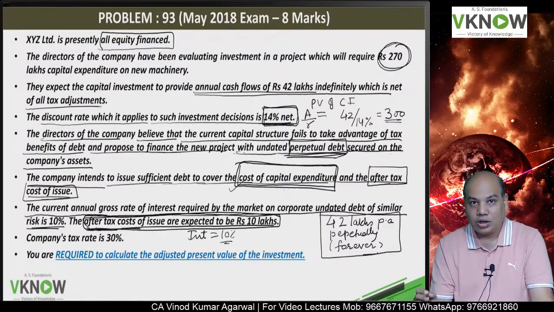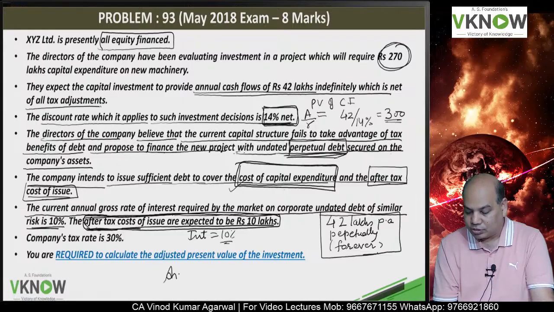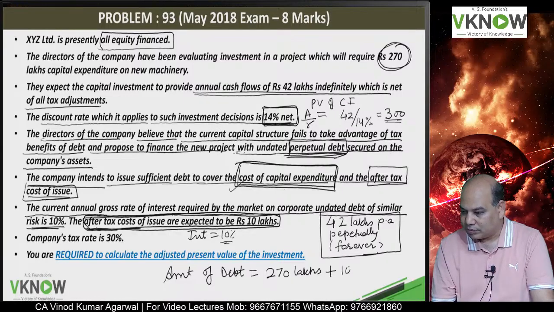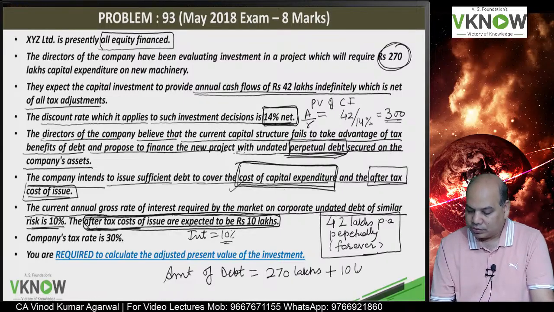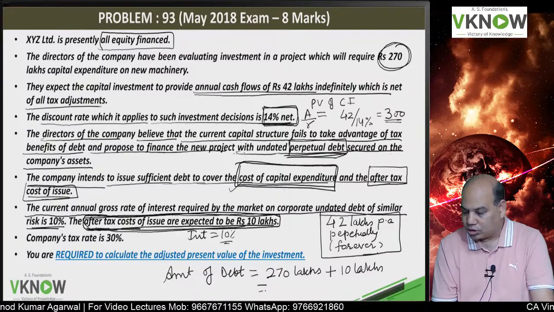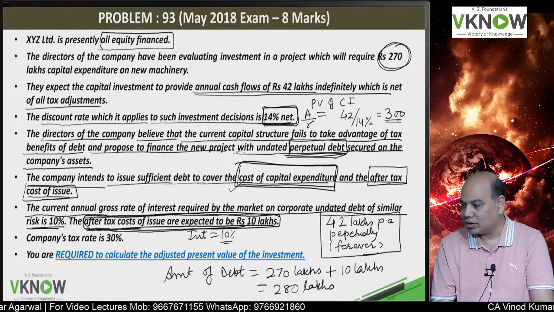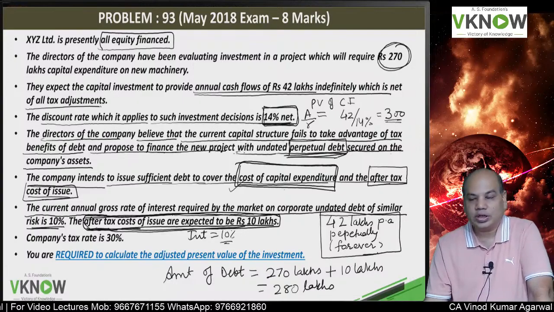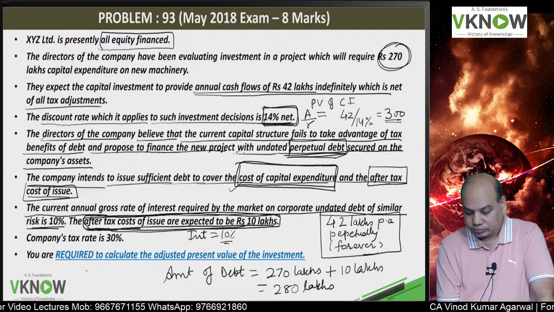So how much would be your amount of debt? Anybody who wants to guess? Amount of debt will be how much? 270 lakh you require for capital expenditure. 10 lakh rupees is your after tax cost of issue. So total debenture to be issued would be 280 lakhs.